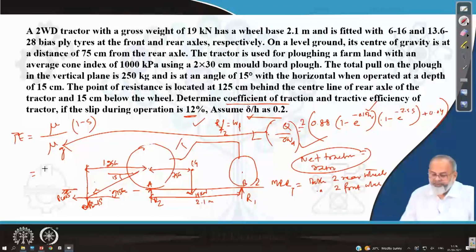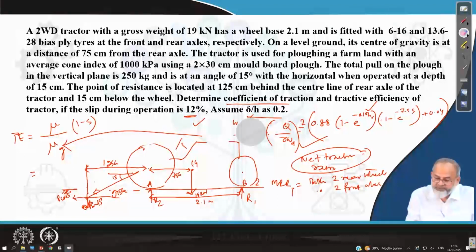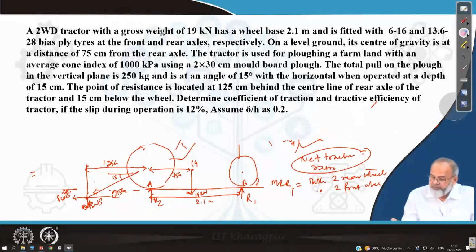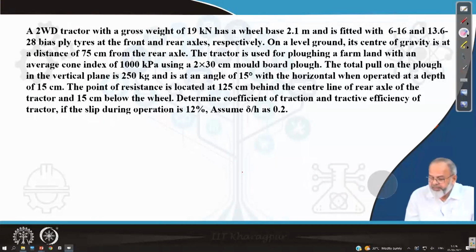Basically, you have to consider that in a 2-wheel drive tractor, the power which is developed is only from the rear axle, not from the front axle. That means the rear wheels are responsible for developing tractive power. And for calculating the total rolling resistance, you have to take the sum of the 4 wheels, not only one wheel, that is, the 2 wheels at the rear axle and the 2 at the front. That you have to take into consideration. The next question is related to tracks.